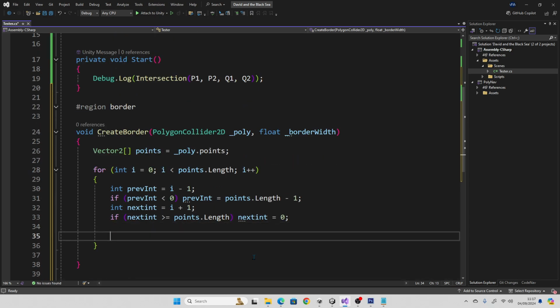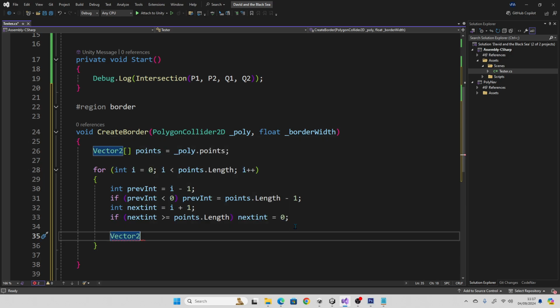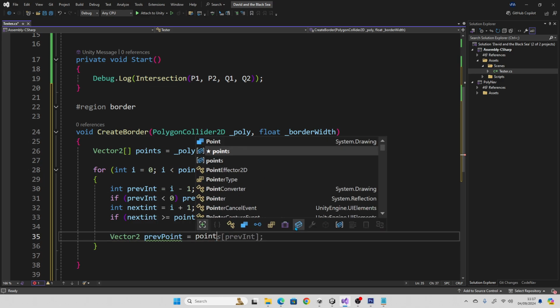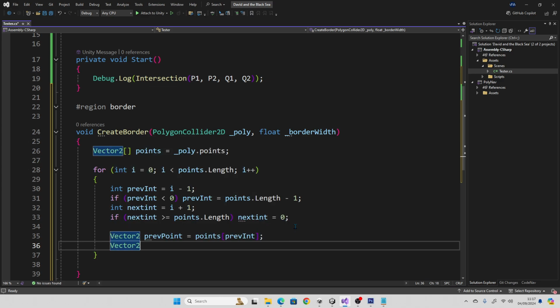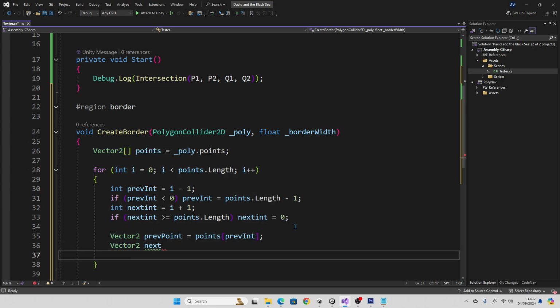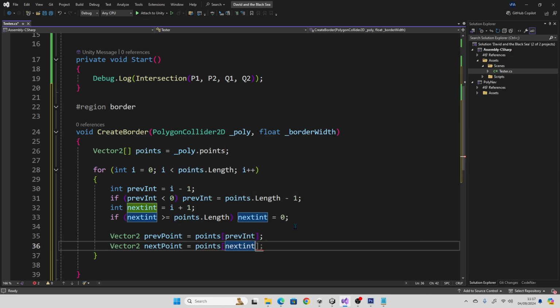Let's see how we can do it in a smaller way. I'm just going to go directly and grab what I need. So vector 2, and I'm going to call it the previous point, and it's going to be equal to the points, and this is where I use that. Or I could say vector 2 next point is equal to points, next thing. All right, that's the easy way to do it. I'm going to do it a little bit more difficult.